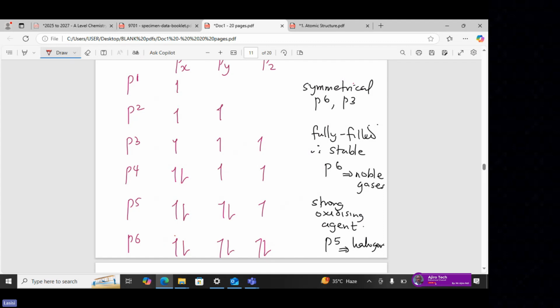But look at p5. Will it prefer to lose 2 and go back to p3, or will it prefer to gain 1 and go to p6? What will p5 do? It will gain, and become p6, saying, I'm very far from p3, I can't be going back to p3, let me just gain 1 and become p6. So p5 prefers to gain and become p6. But p4 prefers to lose 1 sometimes and become p3, because it is very close to p3.